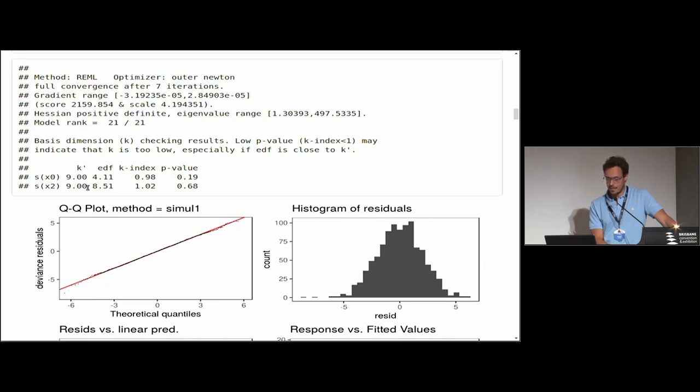What you see here is that our smooth for x2 has at most 9 degrees of freedom, and you're using 8.5. So in this case, even though the p-value is not significant, you might wonder whether you should be trying to increase k for this variable.